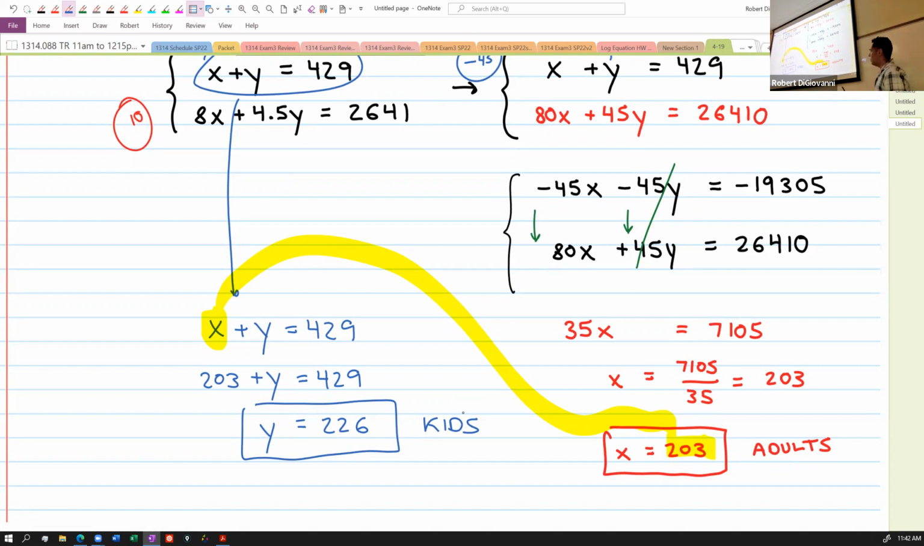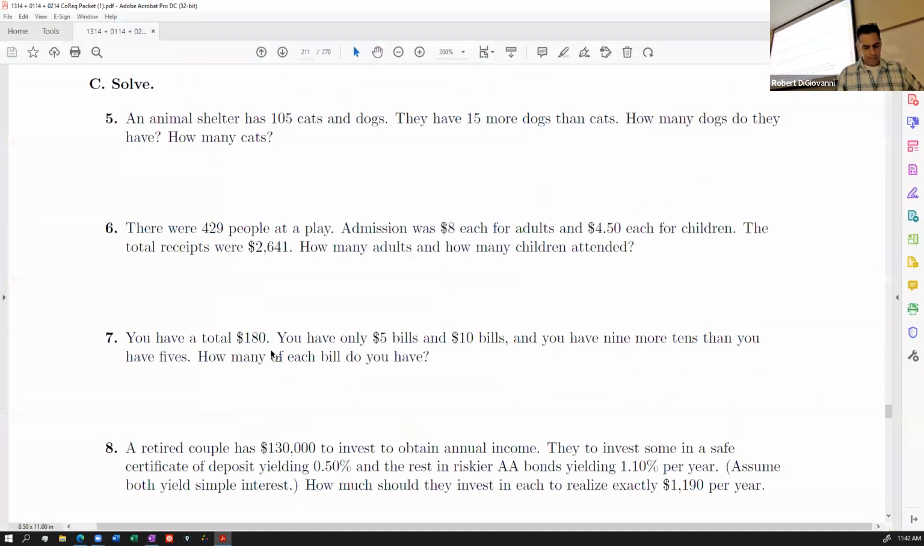So if we add this up, we should get 429. And then if you take this number and multiply by 8, and this number and multiply by $4.50, add that together, you should get, what was the amount? $2,641. Y'all see how this is working on these problems? You're always looking for two things, and you're always going to have two equations, and then you have to solve the system. Let's look at the next one.